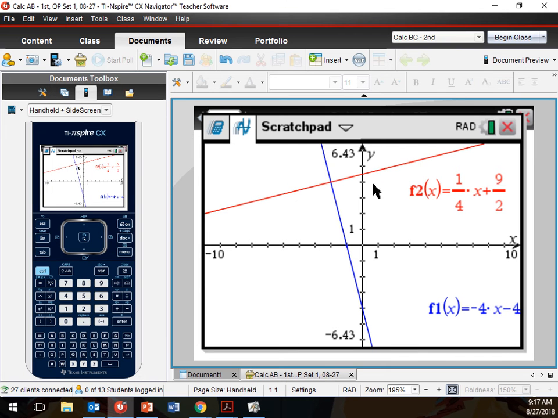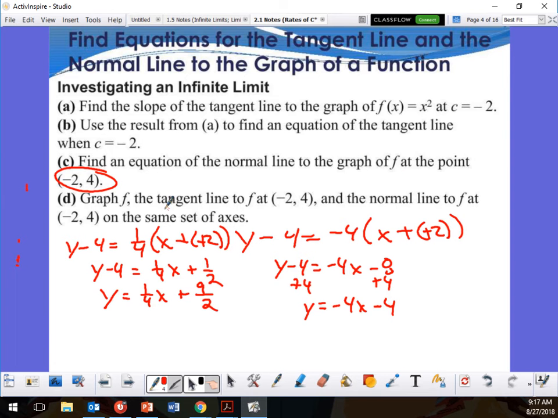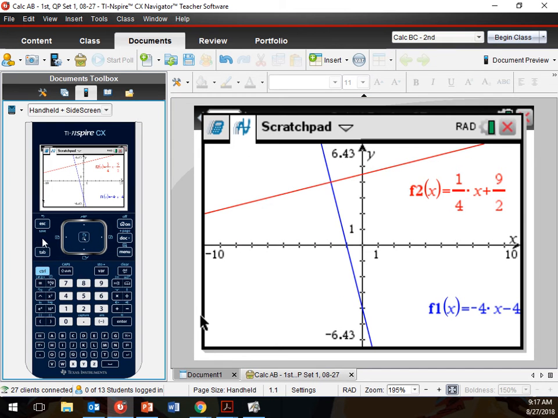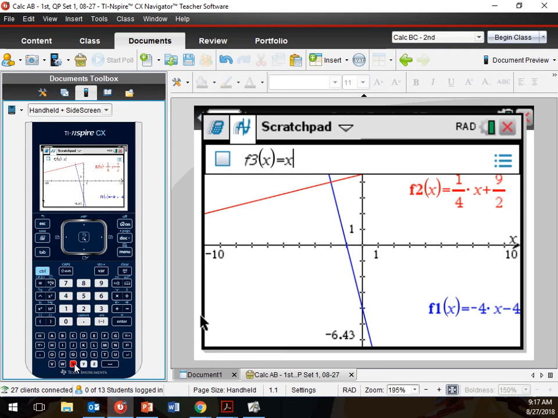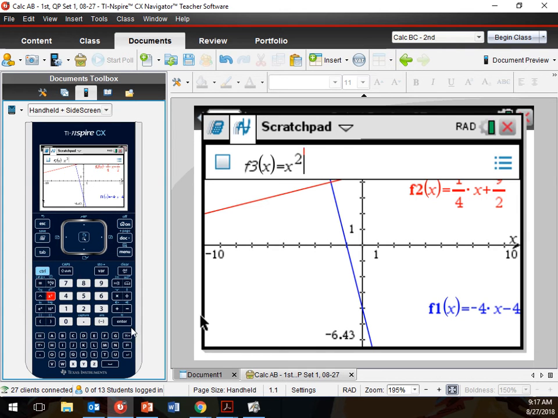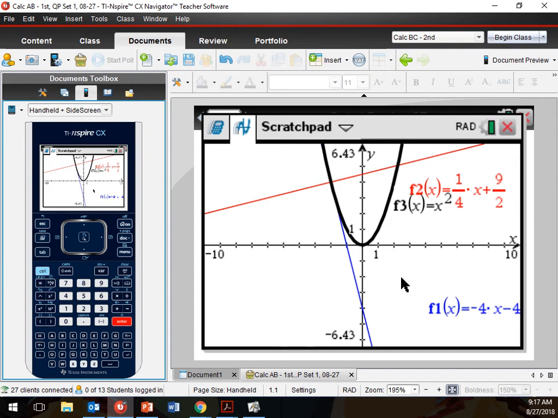Okay, isn't this the original right here? Like the original. Okay, these are the tangent, this is normal. Is that what it said? It said x squared. Graph F, the tangent line to F. Oh yeah, you're right. And then the first one, x squared. You're right. Sorry. So I need to throw in an x squared here also. So x squared. There we go.